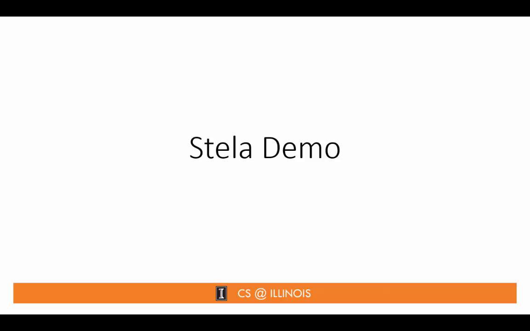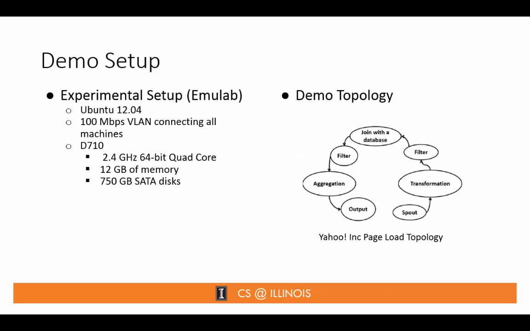In this demo, I will demonstrate how Stela enables Apache Storm to perform efficient scale-in and scale-out operations. This demo is conducted using 9 machines in EmuLab. The first machine runs Nimbus and Zookeeper, while the other 8 machines are used as worker nodes. The hardware specifications are listed on the slide. The demo topology we use is based off of Yahoo's page load topology.